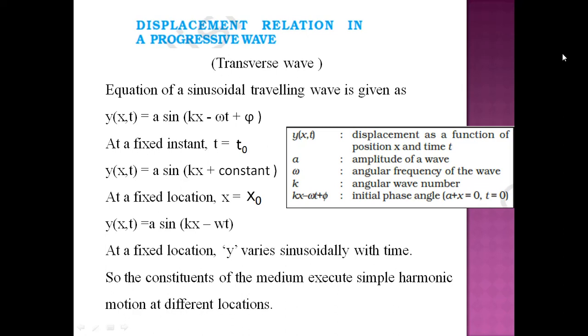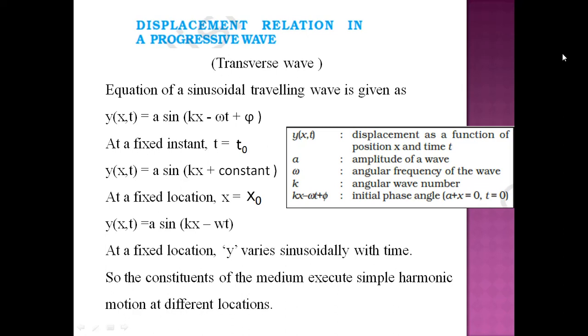In that case, the equation of a sinusoidal traveling wave is given as y(x,t) = A sin(kx - ωt + φ). Now y stands for the perpendicular vibration of the particles of the medium. A stands for amplitude. Then kx - ωt + φ is the argument of the sine function.